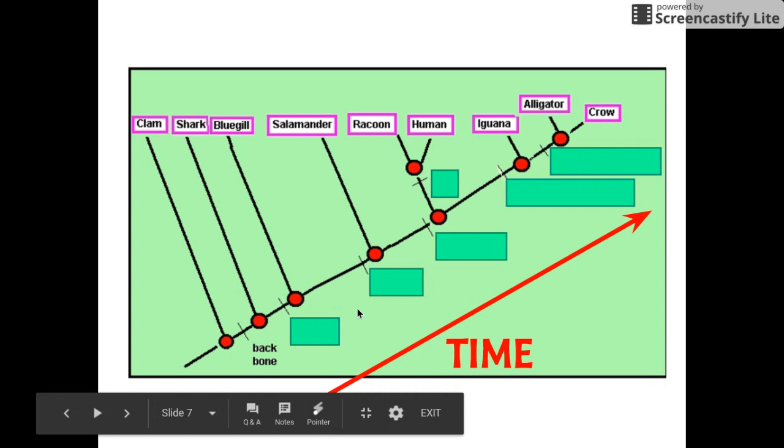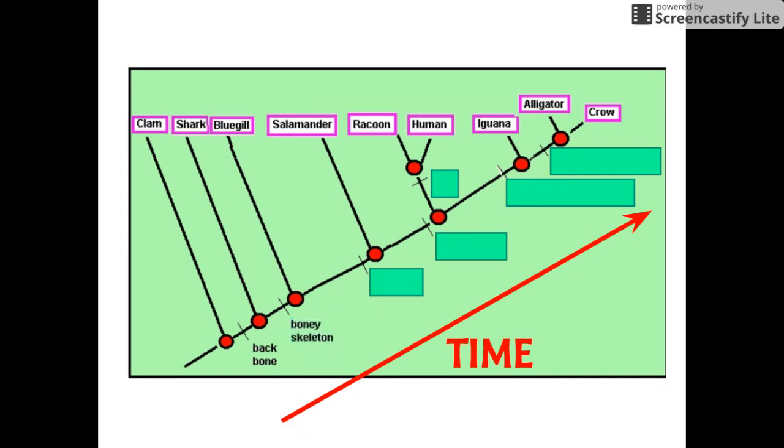All right, the next derived characteristic is a bony skeleton. Sharks have a skeleton made of cartilage. They become an outgroup, so they are least related to all the rest of the vertebrates in the clade. Now we have 4 limbs. Well, that kicks out the bluegill because it's a fish. Now we start to see the transition to amphibians and land vertebrates.